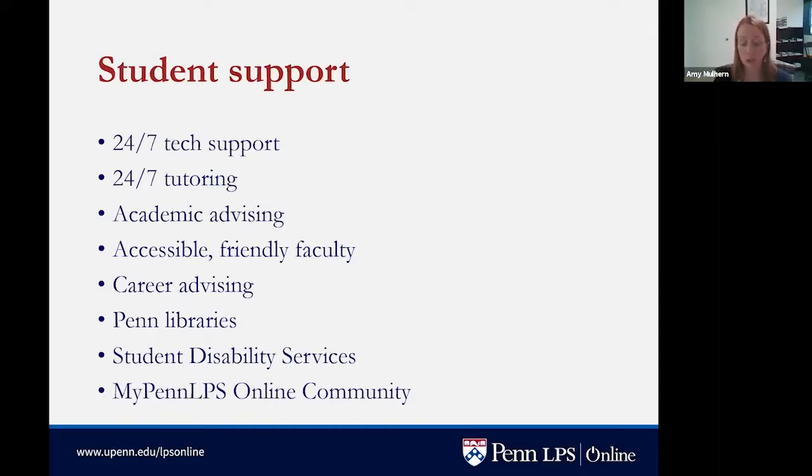The Penn libraries. Penn LPS Online students have online access to library resources, including online databases and journals. Those in the area who are local to the university in Philadelphia can access the libraries in person, but otherwise you have access to the vast Penn online libraries.